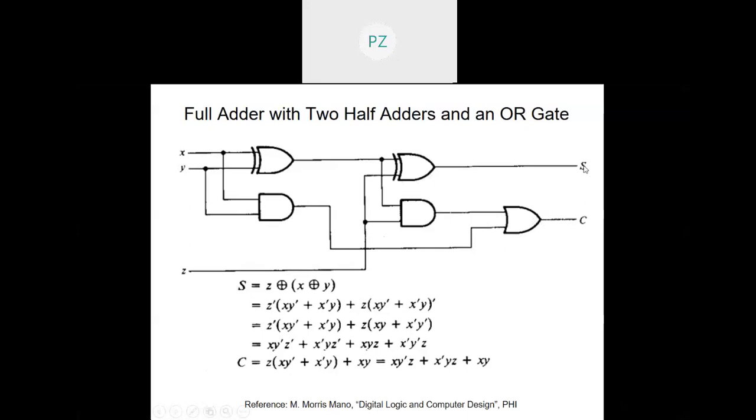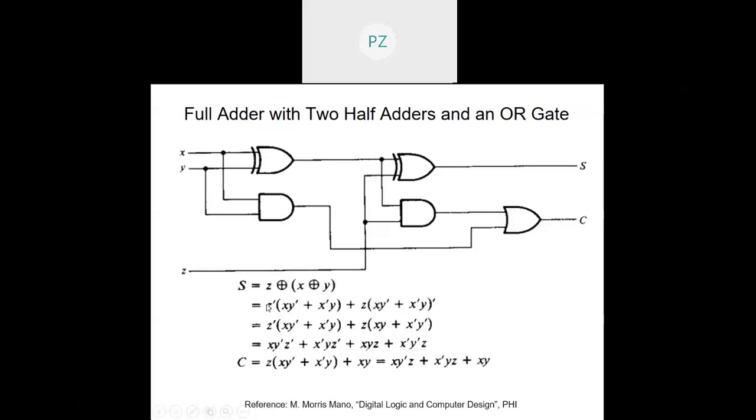S is nothing but Z exclusive OR with X exclusive OR with y. This is X exclusive OR with y, and another exclusive OR with Z. So S is essentially Z exclusive OR with X exclusive OR with y. I was telling you in the previous slide to check whether this is going to give me the same expression or not. So before you see my slide, try doing it yourself, right? If you're not able to, take help from here. If you're able to, that will give you the confidence. Anyway, for the sake of completeness, let me do it.